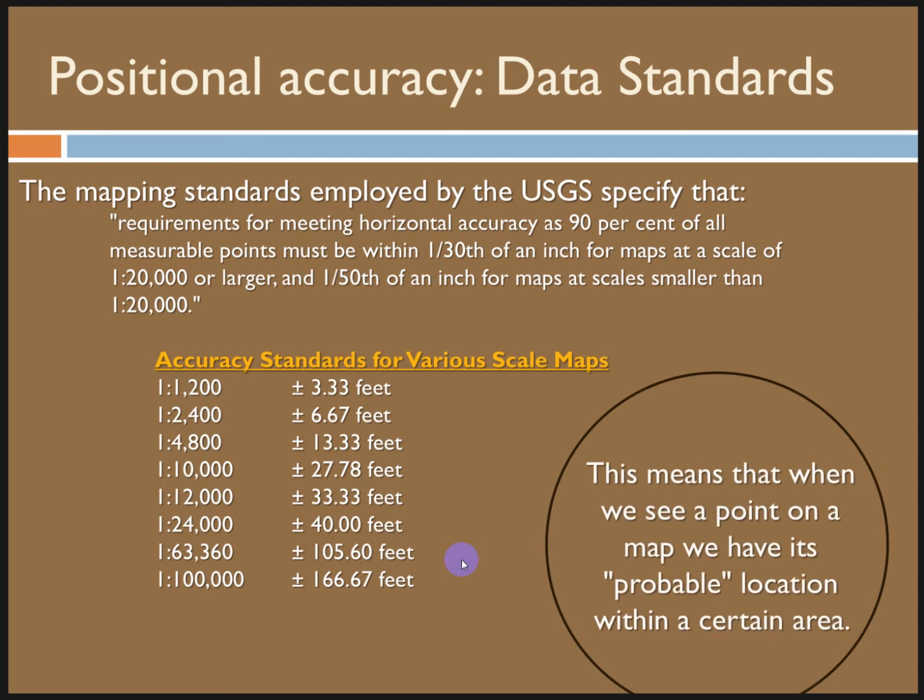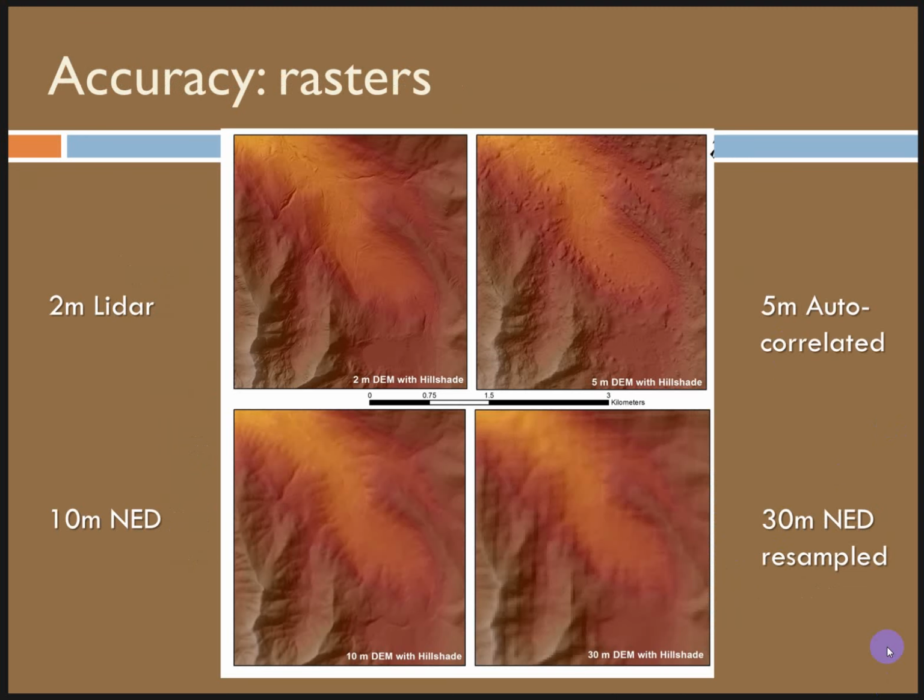So what this is telling us is that anytime we see a point on a map, we have its probable location within a certain area. And this goes back to the area error and uncertainty example that we talked about in part 1. So it just means that anytime you see any kind of map, you should be taking all positional error with a grain of salt, right? And the USGS at least tries to quantify it a little bit.